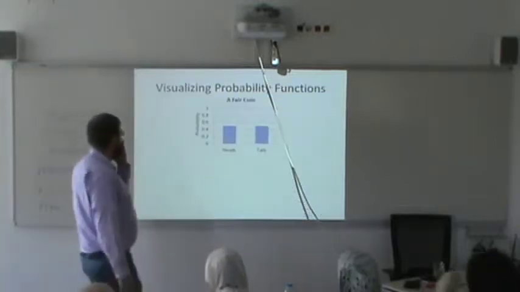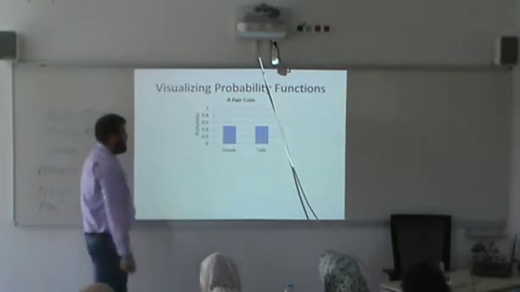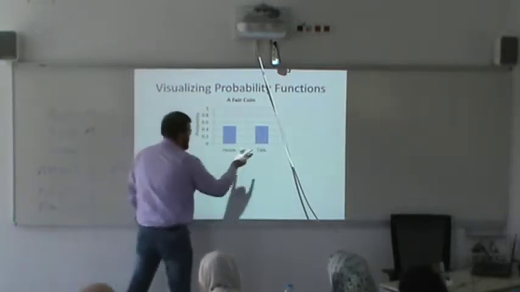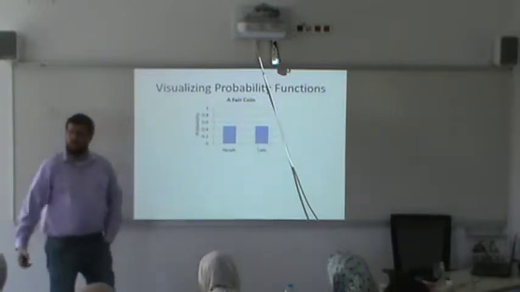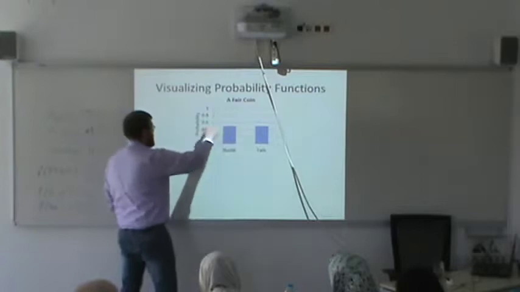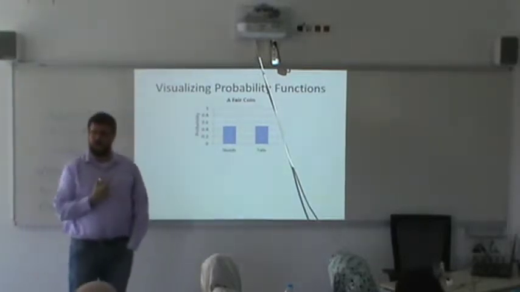So let's visualize some probability functions. For a fair coin, this is what the probability function would look like. I have probability on the y-axis, and the 2 outcomes that could appear on the x-axis. We have heads, we have tails. Both of them have a probability of 0.5. Does anyone know what type of graph this is called?